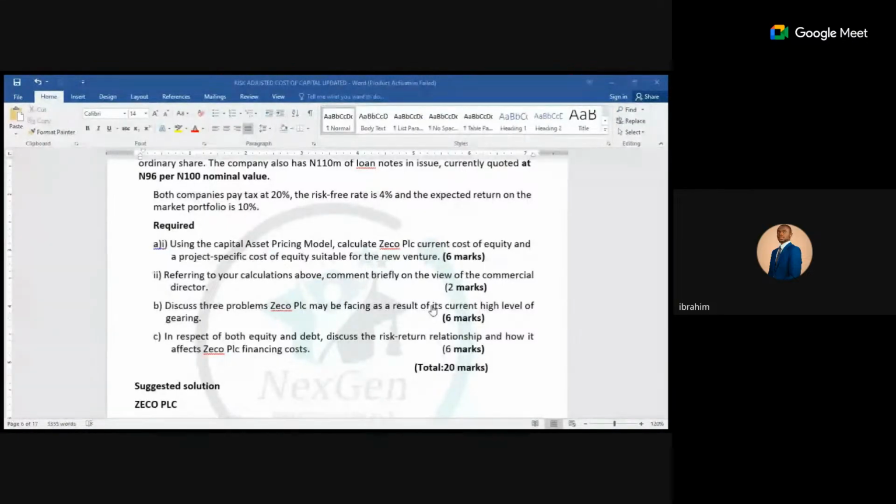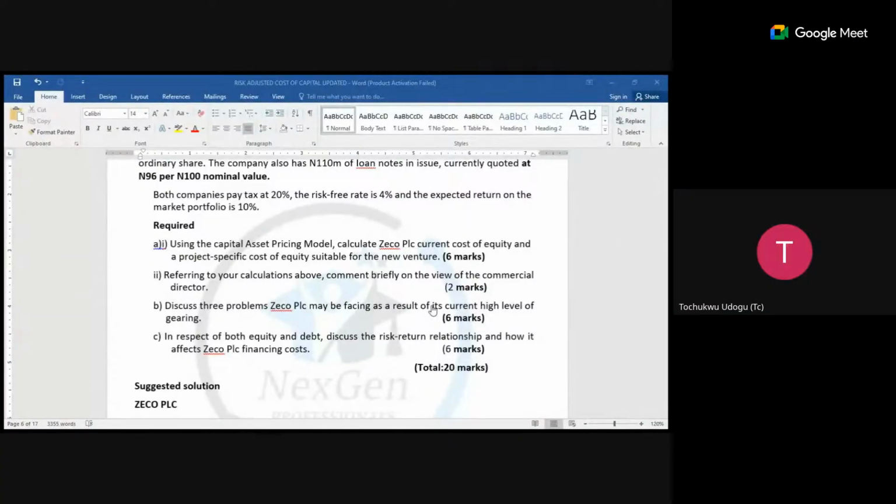Another one. It could lead to the company incurring high finance costs. Chidera, I said that the company will incur high finance costs due to the high level of debt incurred. Yes, someone has actually mentioned that.